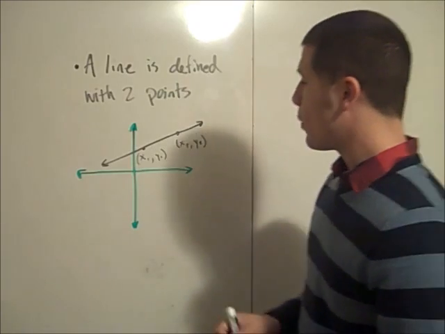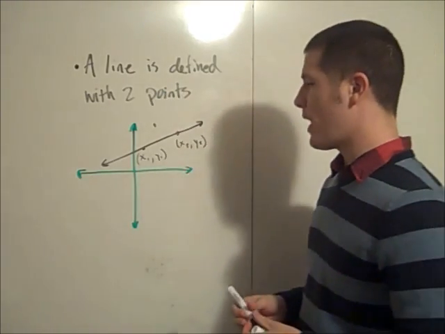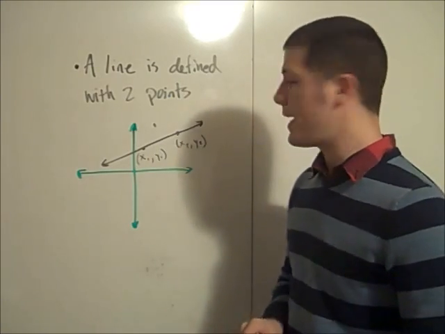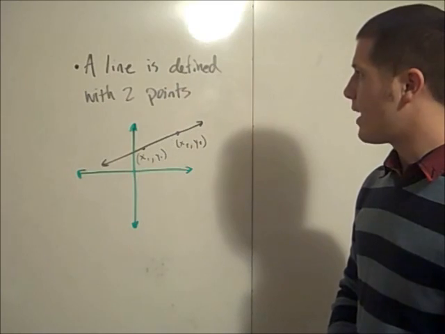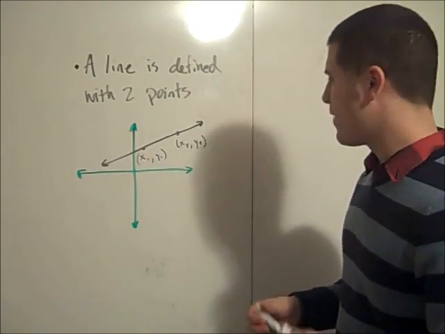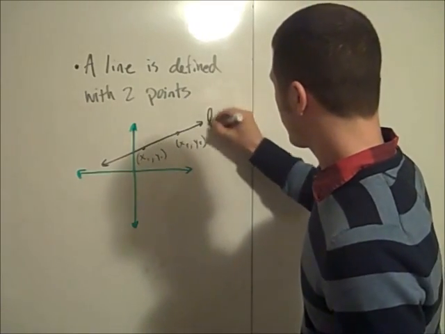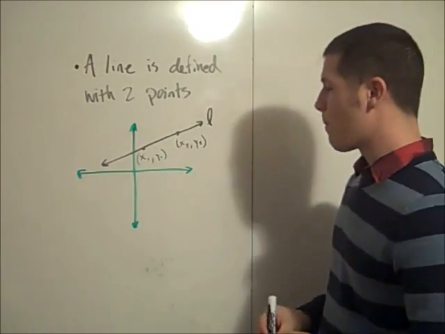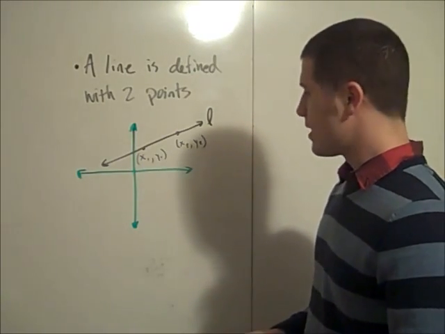And if we had 3 points, maybe we had another point here, you can see clearly that you cannot draw one line through all 3 of these points. So it takes precisely 2 points to define a line. After we have these 2 points that define this line, maybe we should call this line L, we can compute a very important number in mathematics, and that is the slope of the line.